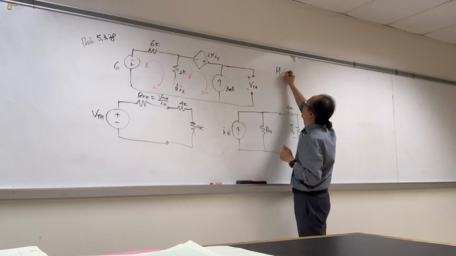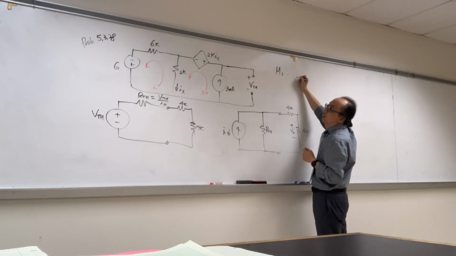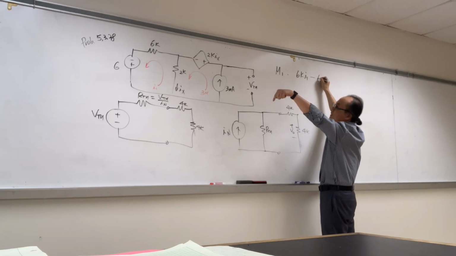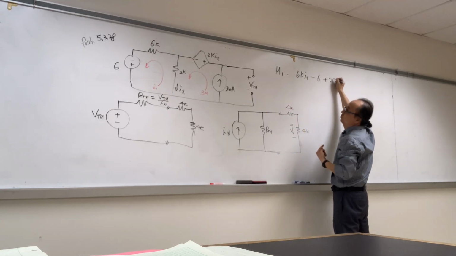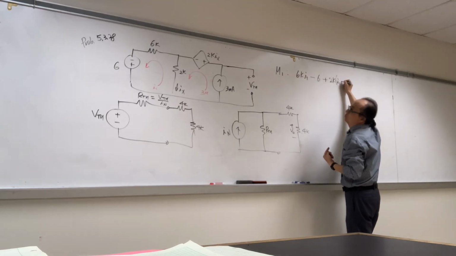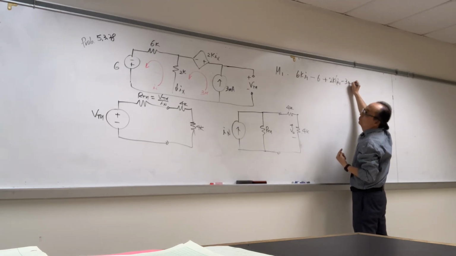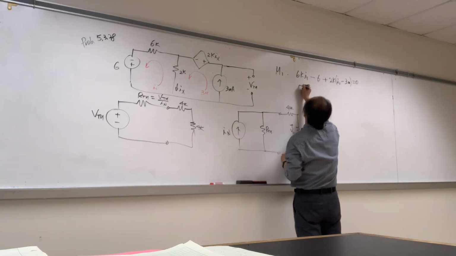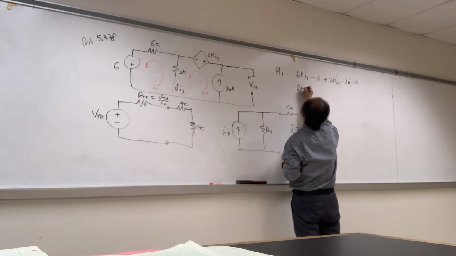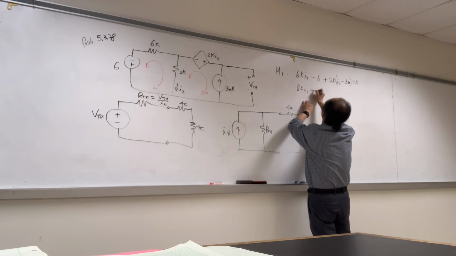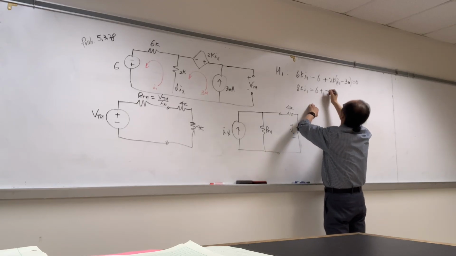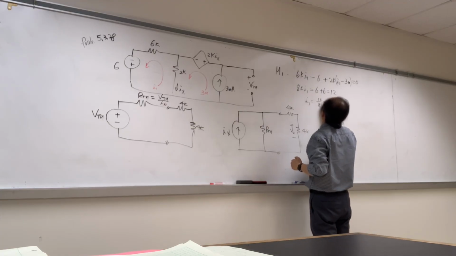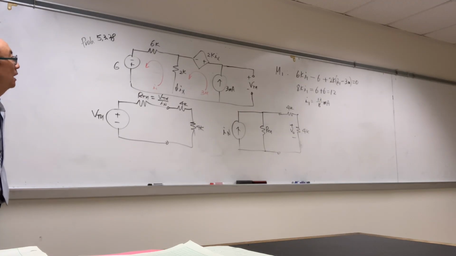Okay, mesh 1. We have 6K I of 1 minus 6 plus 2K I of 1 minus 3 milli equals 0. It's just one unknown. So we have 6K plus 2K, 8K I of 1 equals 6 plus 6, which is 12. So I sub 1 is 12 over 8K, which is 1.5 milliamp. So we found I sub 1.